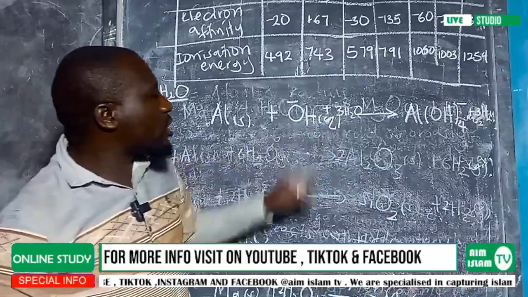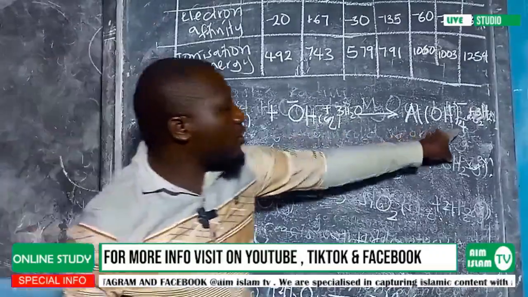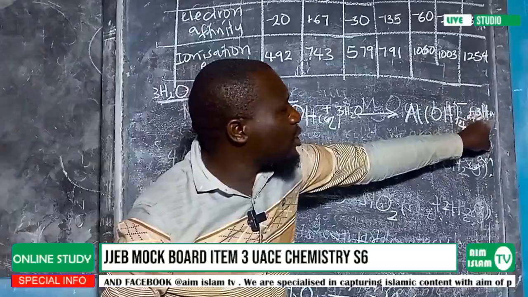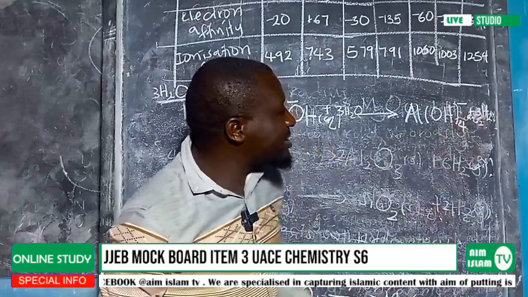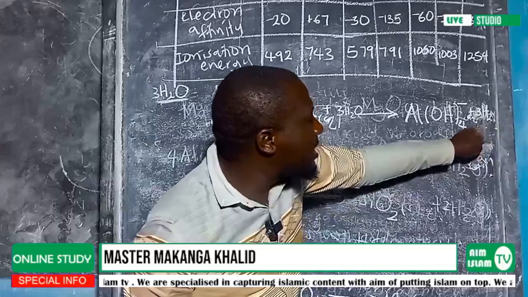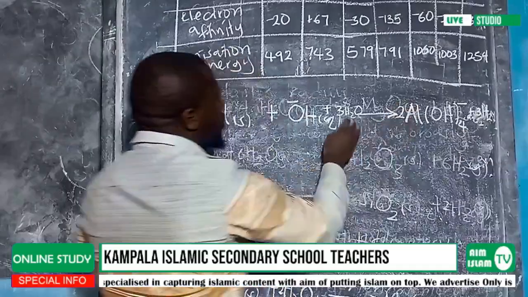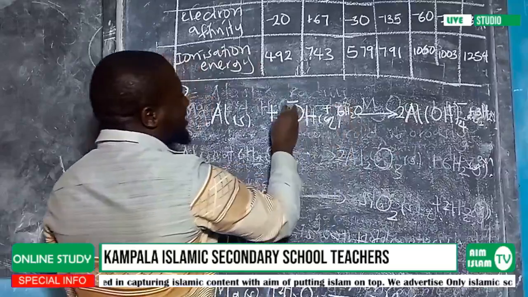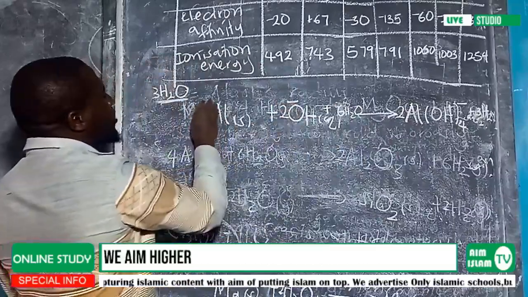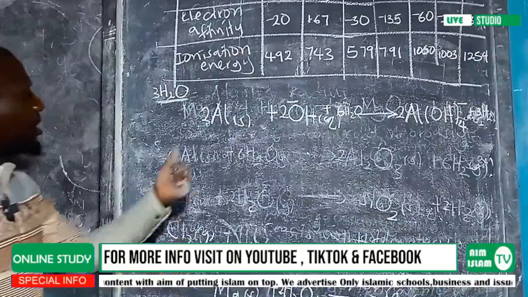Then you come to hydrogen. Hydrogen here there are 7, but here you have 4. To eliminate that 2, you multiply all through by 2. So here it will be 3 times 2, so it will remain 3. This one will be 2. This one will be 6. This one will be 2. And that one will also be 2. That one becomes a balanced equation.